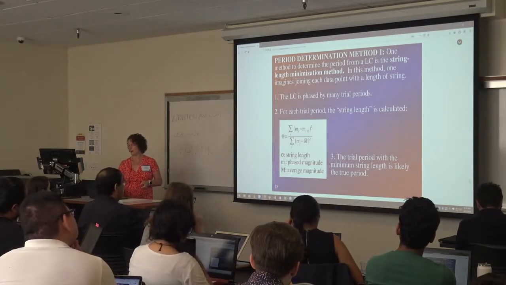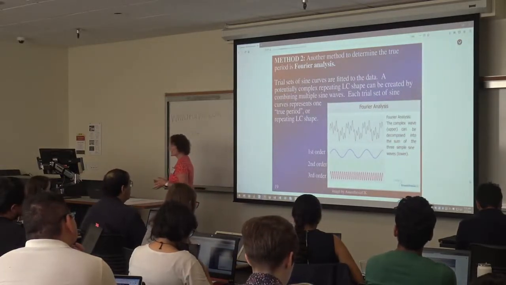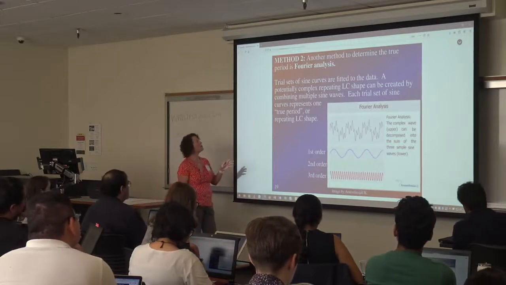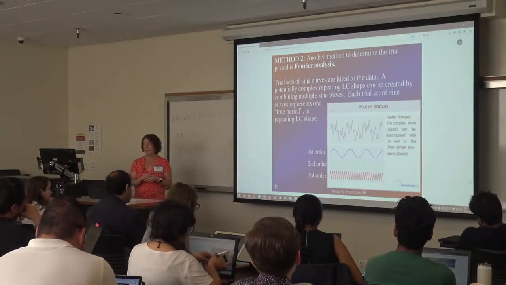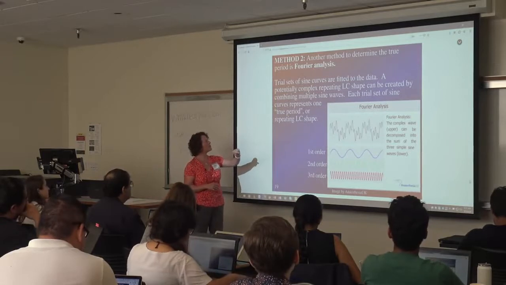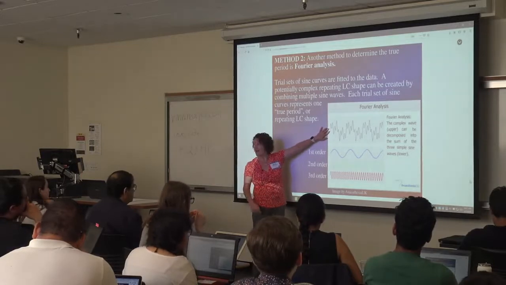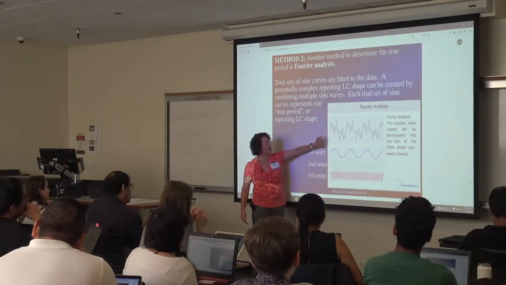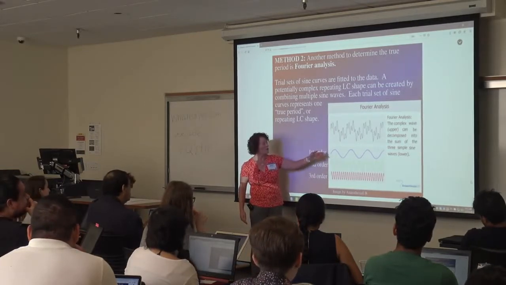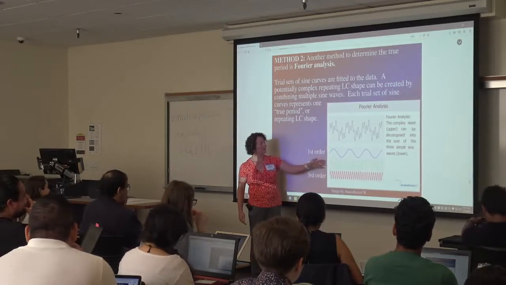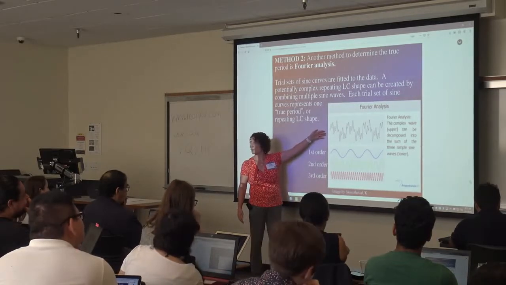Okay. All right, so next method I want to talk about is called the Fourier, or I call it Fourier analysis. So in this method, you use sets of sine curves. And so trial sets of sine curves are fitted to the data, and a potentially complex repeating light curve shape can be created by combining multiple sine waves. And so here I'm just showing that. This top diagram here, this top wave, was created by adding these 3 sets of sine waves together. So you can see how if you can add together different types of sine waves with different amplitudes, different frequencies, you can create pretty much arbitrary shapes of your light curves.